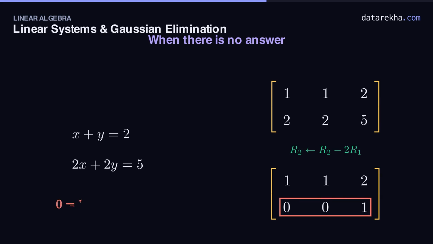Read that last row out loud. 0x plus 0y equals 1. That says 0 equals 1, which is never true. No pair of numbers can rescue it. So the system has no solution. Those are our parallel lines, algebraically.